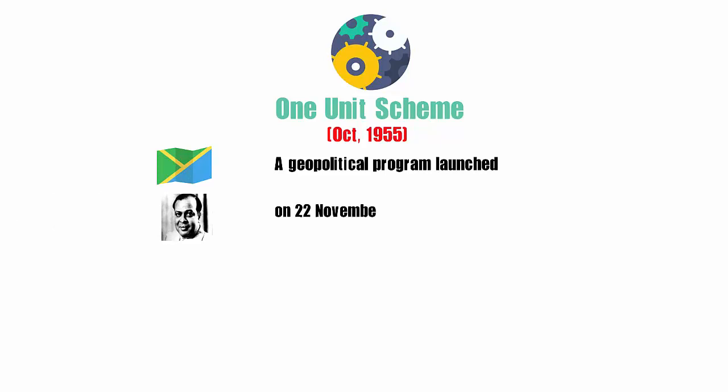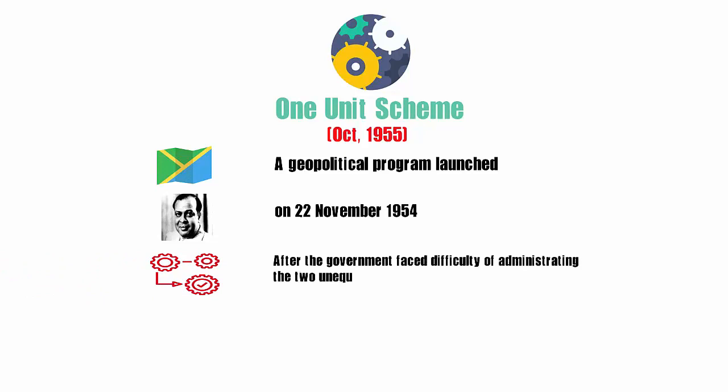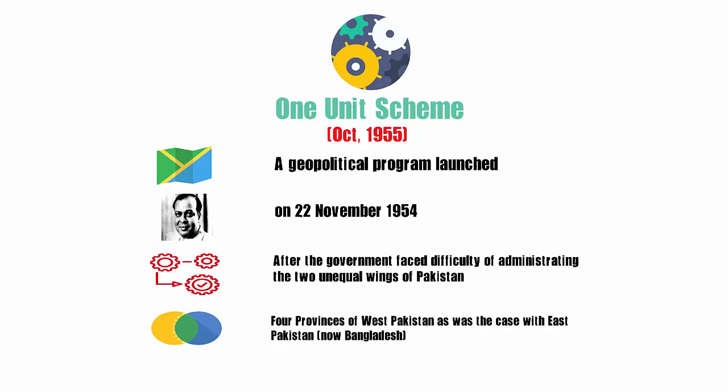One Unit Scheme, October 1955. The One Unit was a geopolitical program launched by the government of Pakistan, led by then Prime Minister Muhammad Ali Bogra, on 22 November 1954. The program was believed to be enacted after the government faced difficulty of administrating the two unequal wings of Pakistan, separated from each other by more than 1,000 miles. To diminish the differences between the two East and West regions, the program merged the four provinces of West Pakistan into a single province, as was the case with East Pakistan, now Bangladesh.